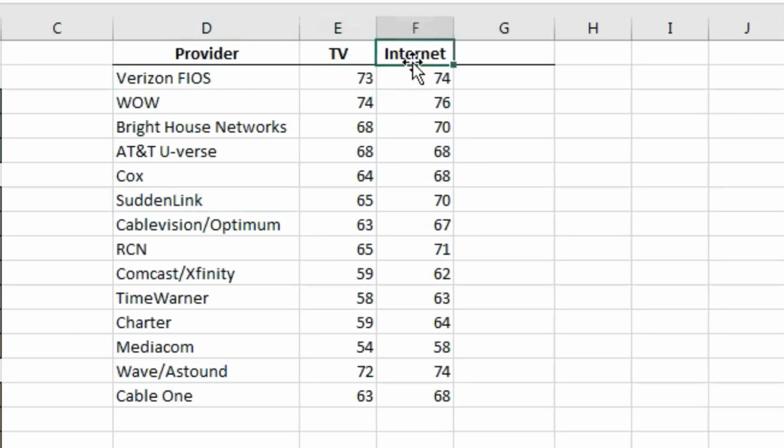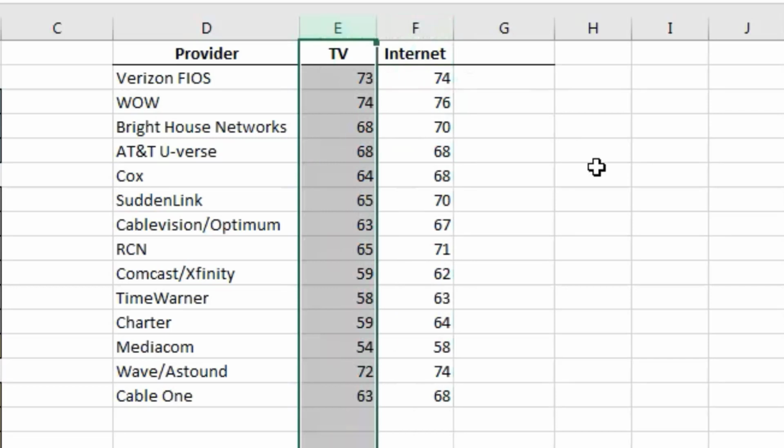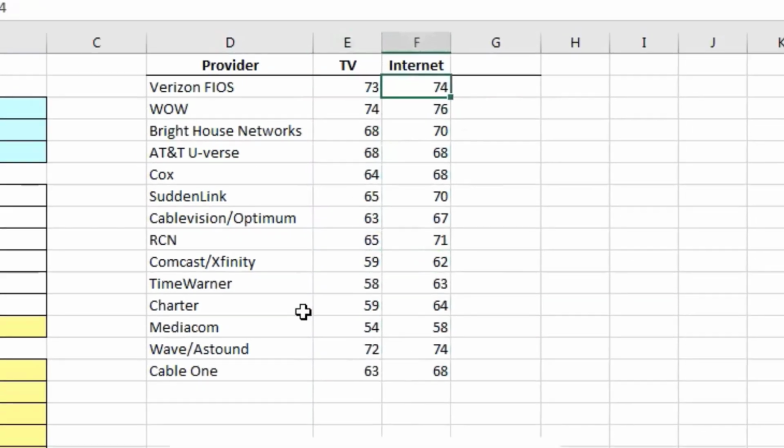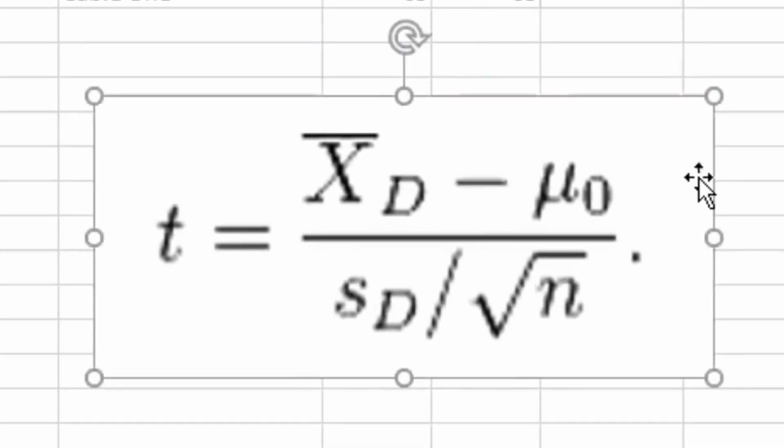So we want to know, are the two related? Is there no difference between the satisfaction for internet and the satisfaction for TV? For instance, for Verizon, the score is about the same for TV and internet, but for RCN, the score is markedly better for internet than for TV. So this is the paired t-test because this data item is not independent of the previous, it's connected to that. Those two go together. So what we have to do is calculate it using the paired t-test formula.